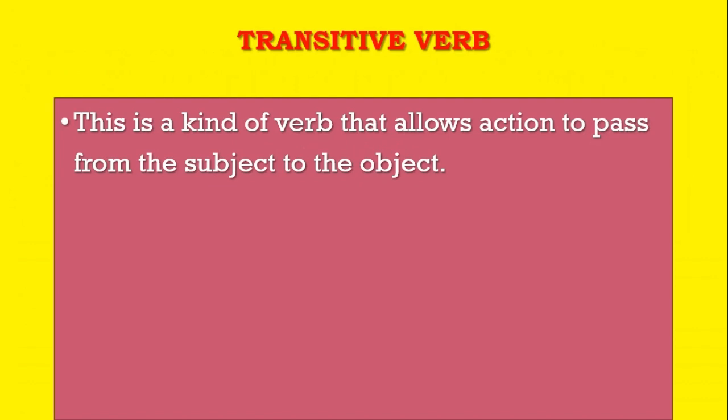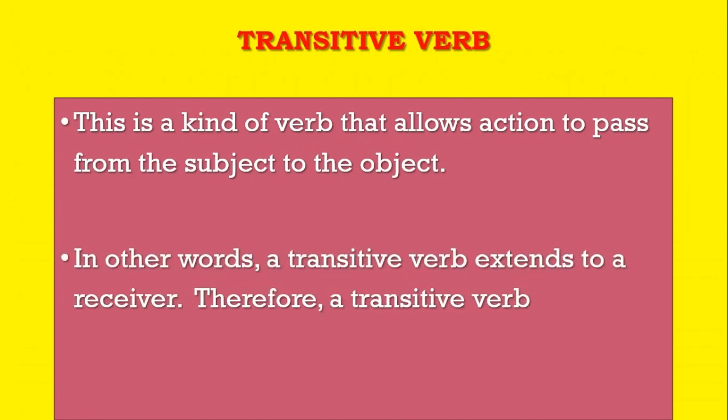A transitive verb is a kind of verb that allows action to pass from the subject to the object. In other words, a transitive verb extends to a receiver. Therefore, it must have a direct object. So a transitive verb must have a direct object.